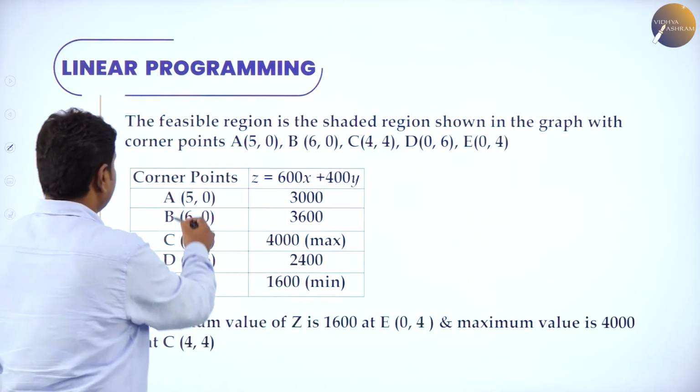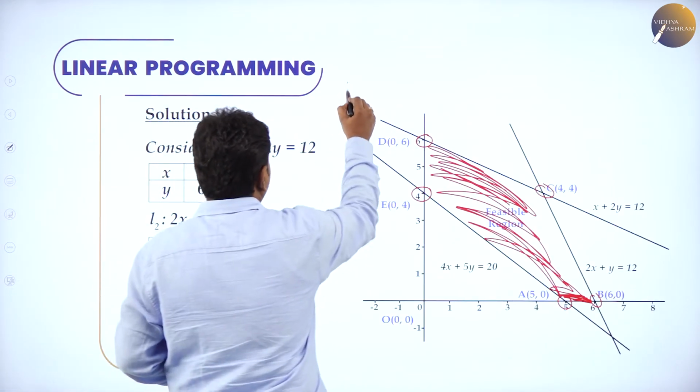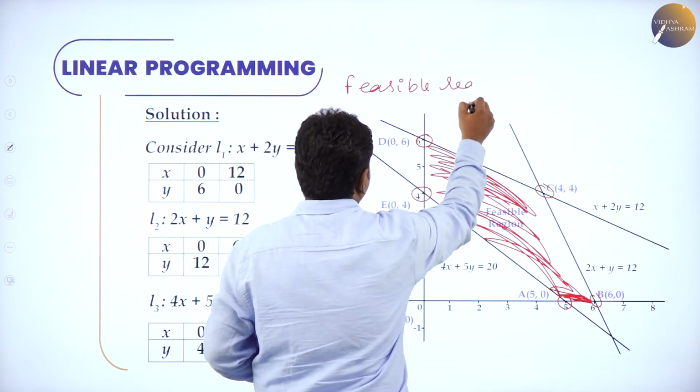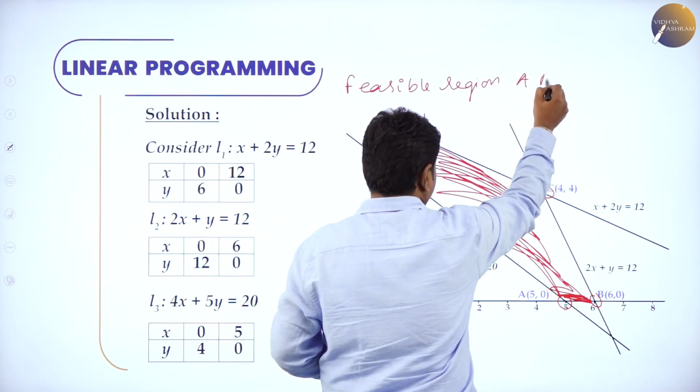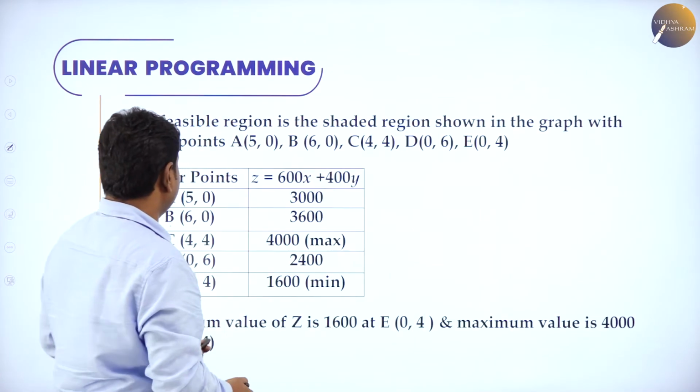So now take corner points A, B, C, D, E. We say A, B, C, D, E is the feasible region. What is the feasible region? The feasible region is A, B, C, D, E. Here I may name them differently.